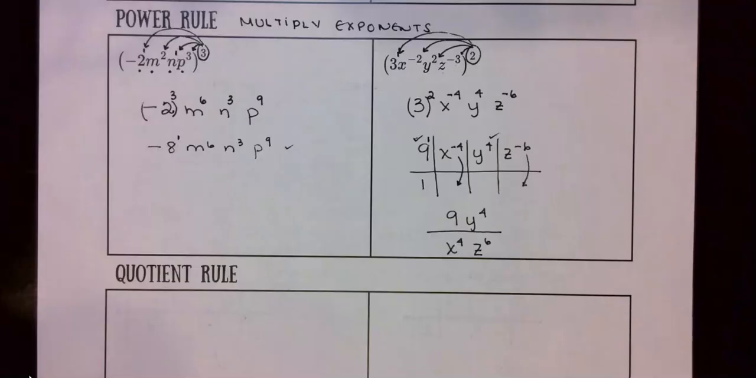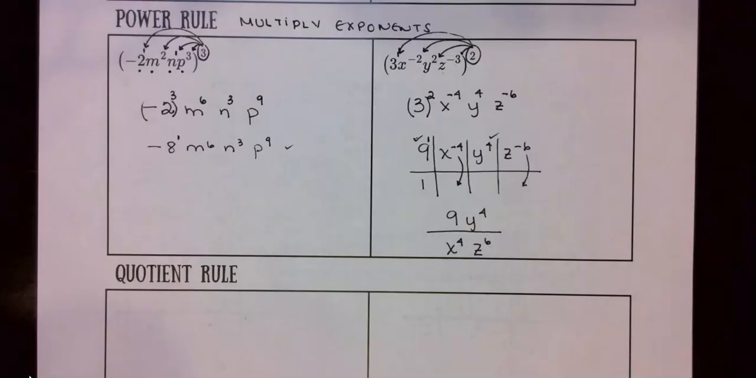So it's very important that you look at your problem and figure out, is it the product rule or is it the power rule? Because the way we simplify it is different. Alright, with that being said, I'm going to stop right here. I hope these 2 examples have helped kind of simplify these expressions using the power rule.